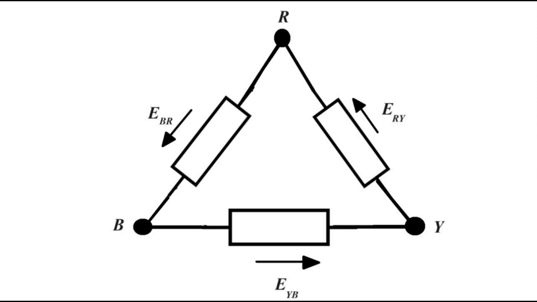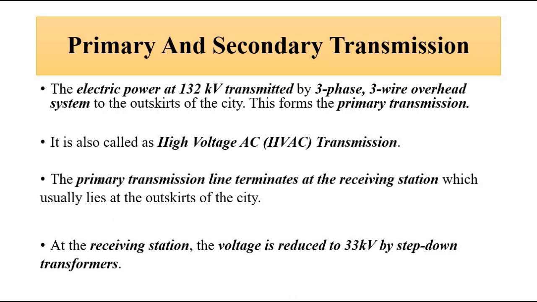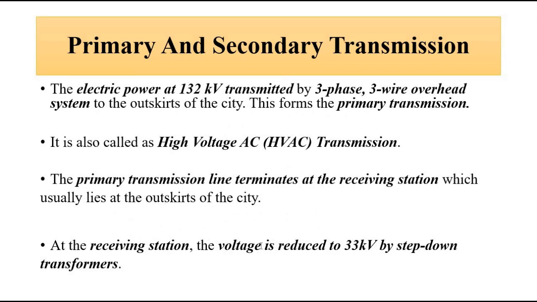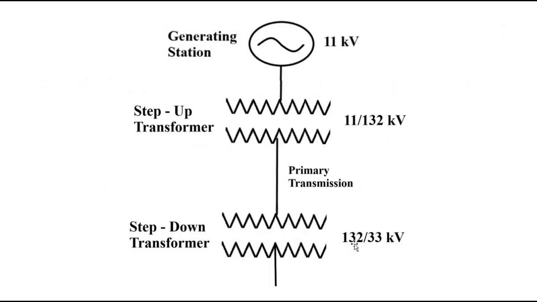Okay, so then this kind of transmission is called high voltage AC transmission, HVAC transmission. This primary transmission line terminates at the receiving station. Okay, it terminates at the receiving station, and at the receiving station the voltage is reduced to 33 kilovolt by a step down transformer.